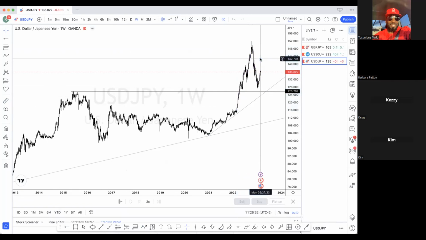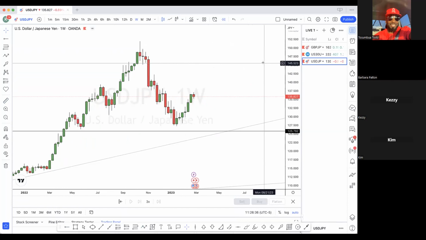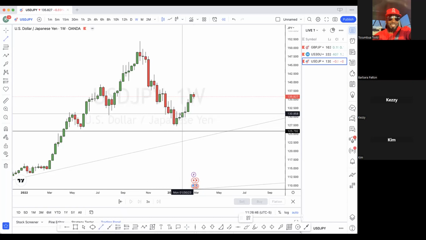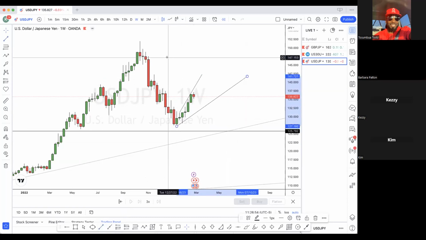Okay. So with that being said, we had a weekly easy money strategy candle. So now I'm just zoning in on using trend lines. Gag all you want.